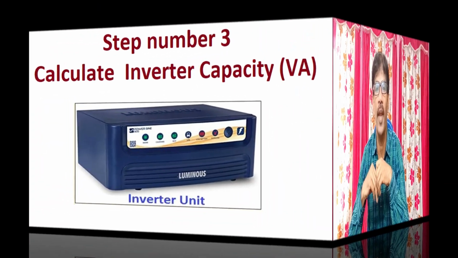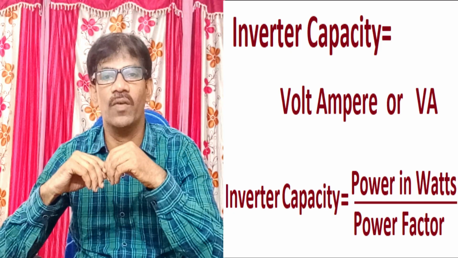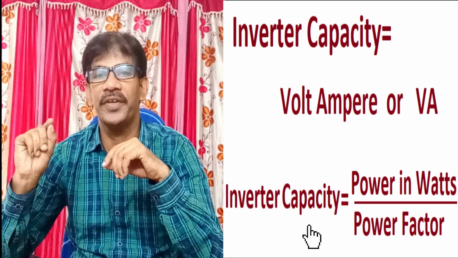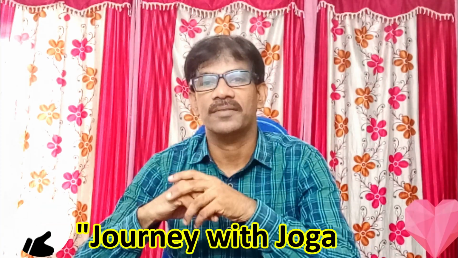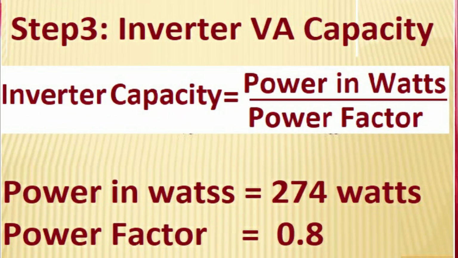Step number 3 is calculate inverter capacity. An inverter's capacity is measured in volt amperes, or simply VA rating. The VA rating of an inverter is equal to power consumption in watts divided by power factor. Just remember the VA rating formula. We are aware of the power requirement, but what about power factor? We don't bother about power factor because the average value of power factor is taken as 0.8. Technically, no further information is required. Just remember the average power factor is 0.8 because our channel is more focused on common people.